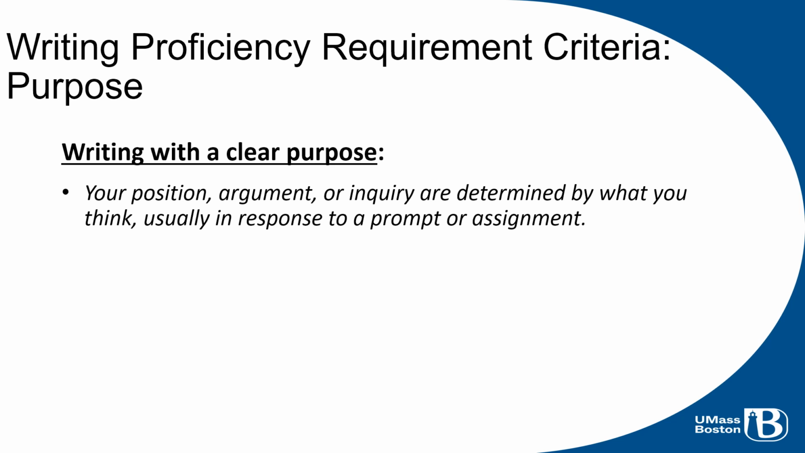The first criteria you are being graded on is writing with a clear purpose. Writing with a clear purpose involves having a sustained focus on a position, argument, or inquiry. Your position, argument, or inquiry are always determined by what you think, usually in response to a prompt or an assignment. A proficient essay would clearly state its focus, and it would maintain that focus throughout the entire essay. A proficient essay presents a methodical and connected discussion.